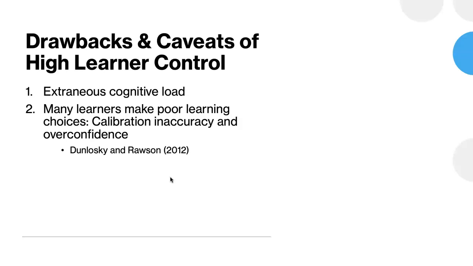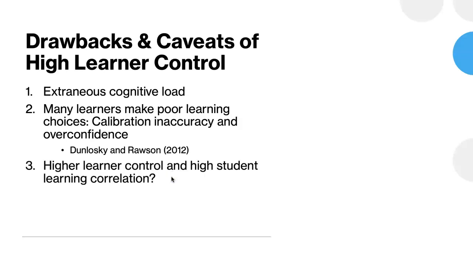The results showed that those with the most overconfidence scored lowest on the final test, while those who were most accurate in their self-assessments scored highest. In other words, overconfident learners could skip important lessons and exercises, or not complete the course at all if they were given high learner control.